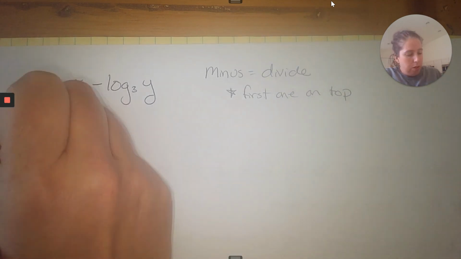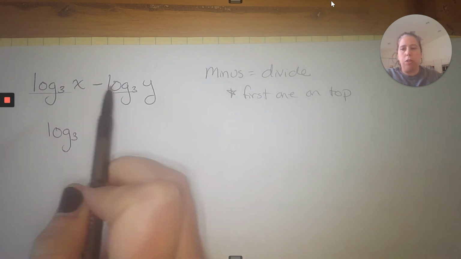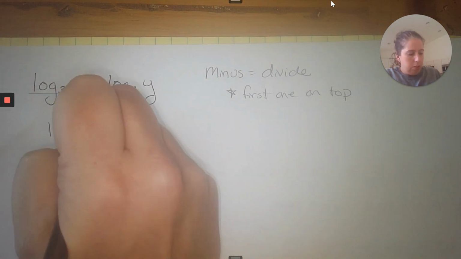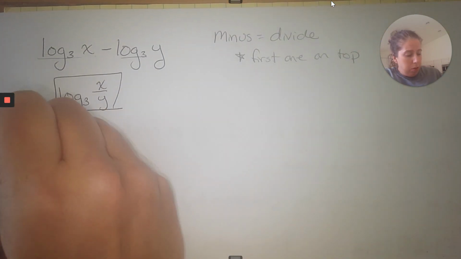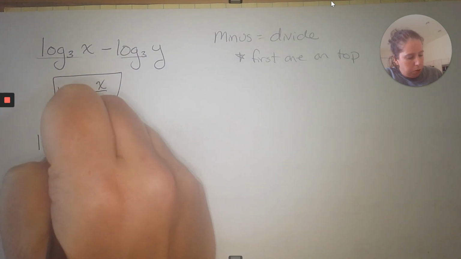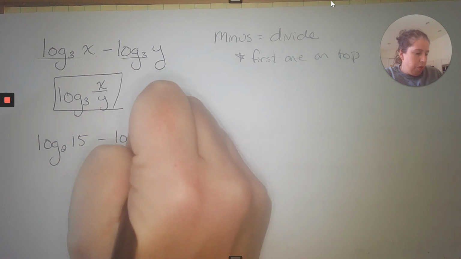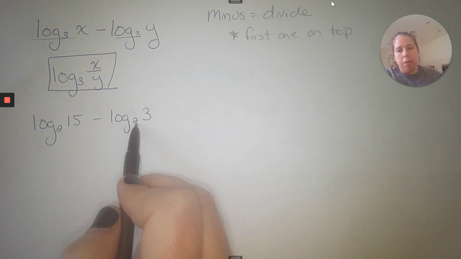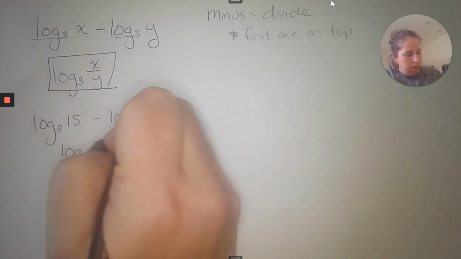Okay, so they're the same base, so we're gonna rewrite the base. And then the first one goes on top of the second one, so it's just x over y. That's all. Okay, so if I give you one with numbers, so log base 2 of 15 minus log base 2 of 3. Okay, so they're the same base, so we write log base 2. And then we do 15 over 3.